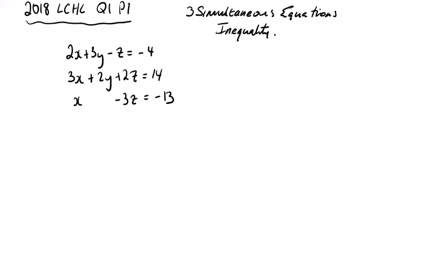2018 Leaving Cert Higher Level Question 1 Paper 1 started with 3 simultaneous equations to solve. We can see in the third equation there's no y, so let's eliminate y from the top two, and that should be the quickest way to do it.